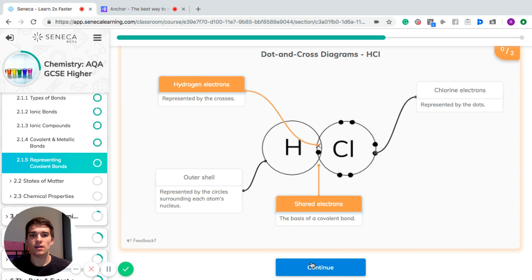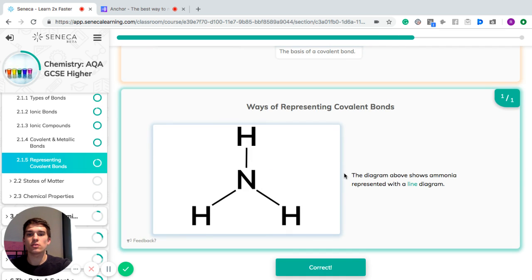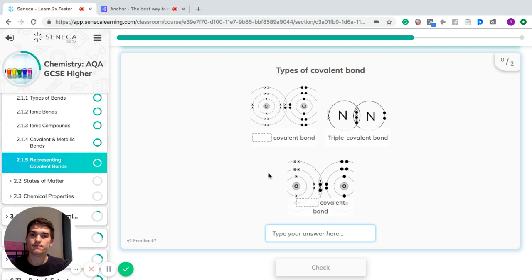So, in hydrochloric acid, HCl, if you wanted to draw a dot and cross diagram for HCl, you would have hydrogen, which has 1 electron in its outer shell. You could represent that with a cross, and then you could have the 7 electrons in chlorine's outer shell represented by dots, and between the hydrogen and the chlorine, you would have 1 cross and 1 dot. That's that 1 shared pair of electrons. And if we've got lines that represent a covalent bond, they're simply called line diagrams.